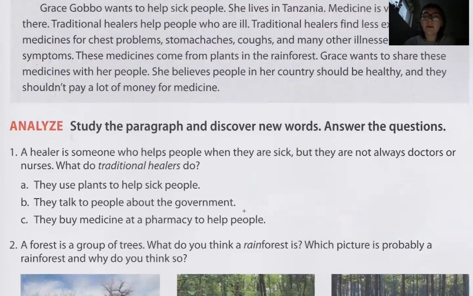Okay, so it says study the paragraph and discover new words. So it says a healer is someone who helps people when they are sick, but they are not always doctors or nurses. What do traditional healers do? So it says they use plants to help sick people. They talk to people about the government. They buy medicine at a pharmacy to help people. So in the paragraph, it says they use plants to help sick people. So tradition, right? Traditional healers. Tradition, right, is when we talk about, right, this is a tradition.